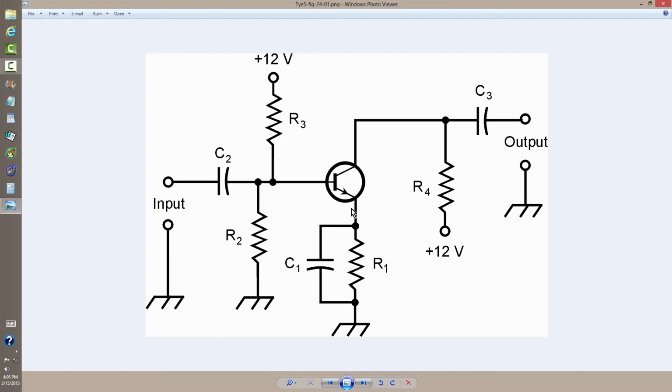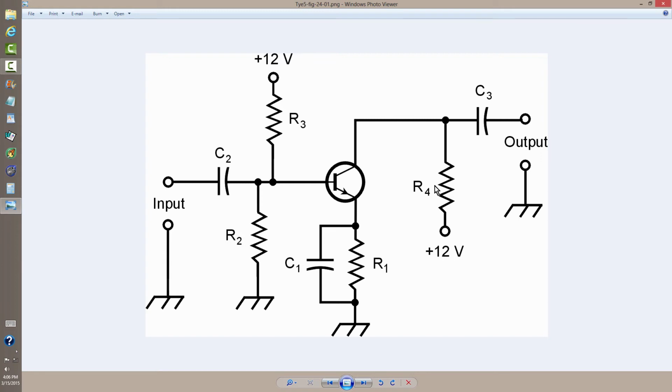Some additional bias is provided at the emitter by resistor R1 to elevate it slightly above ground for DC, while C1, a bypass capacitor, keeps the signal at ground so that while the transistor can be biased for DC, as far as the signal is concerned, it's shorted directly to ground.